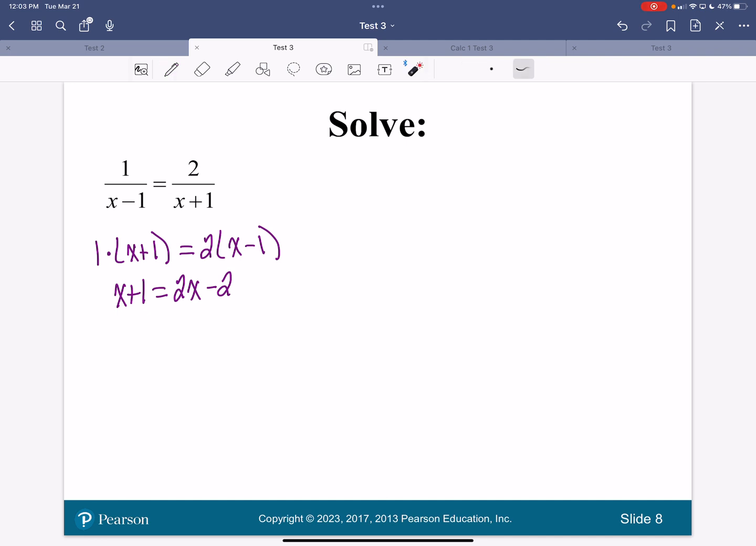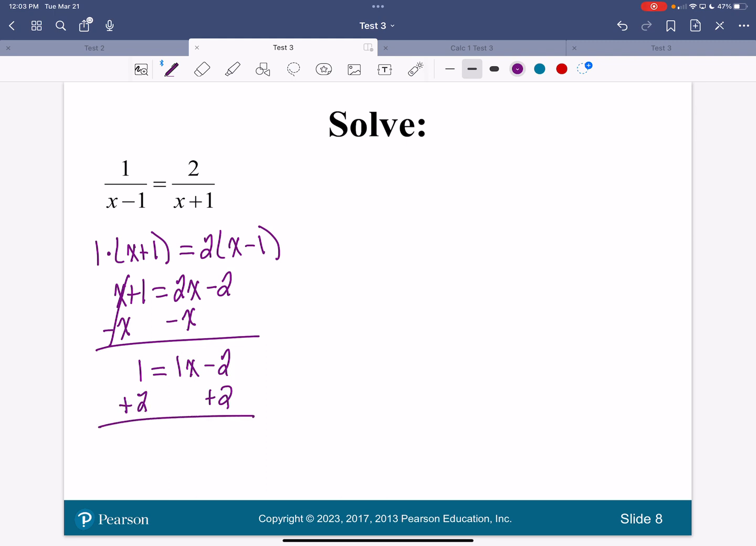What I'm going to do is I'm going to go ahead and take this x and move it over here. Okay? And that's just because then I keep my x positive. It would be fine if you subtracted 2x from both sides. There's nothing wrong with that. I'm going to go ahead and subtract x because then I have a positive x on the right-hand side. So then I've got 1 equals 1x minus 2. I add 2 to both sides, and I get that 3 equals x.